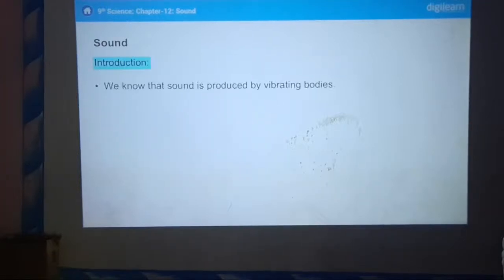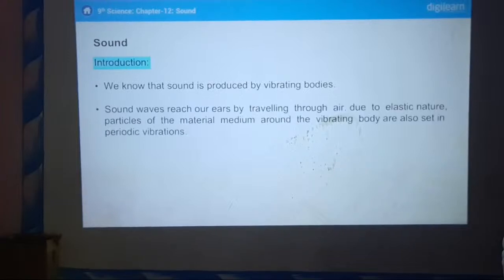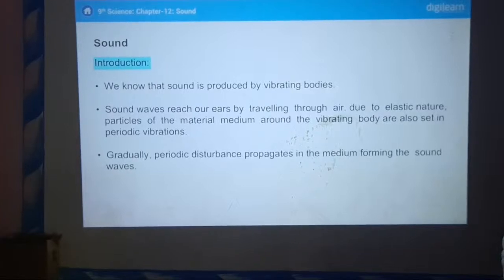Introduction. We know that sound is produced by vibrating bodies. Sound waves reach our ears by traveling through air. Due to elastic nature, particles of the material medium around the vibrating body are also set in periodic vibrations. Gradually, periodic disturbance propagates in the medium, forming sound waves.